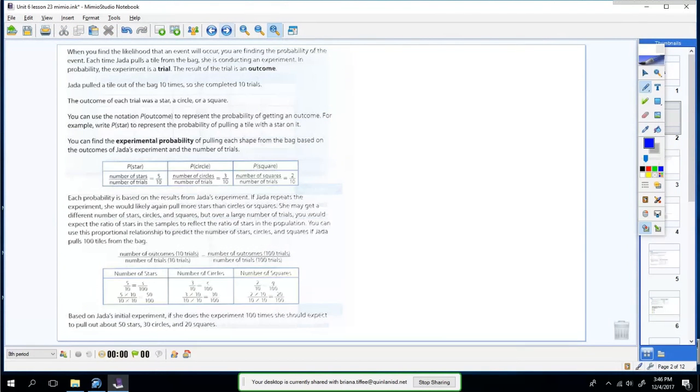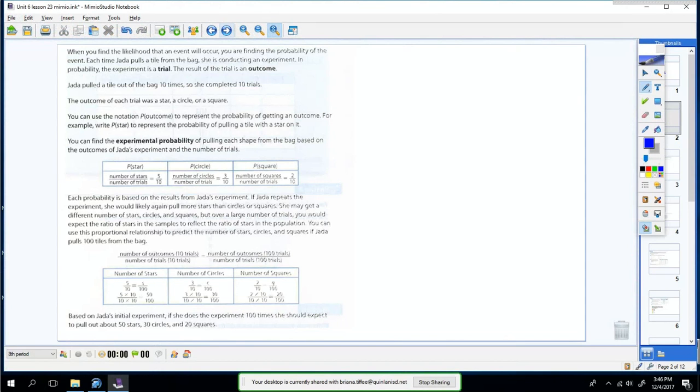Okay. So when you find the likelihood that an event will occur, you're finding the probability of each event. Each time Jada pulls a tile from the bag, she's conducting an experiment. In probability, the experiment is called a trial. The result of the trial is called an outcome. So Jada pulled a tile out of the bag 10 times, so she completed 10 trials. The outcome of each trial was a star, a circle, or a square.